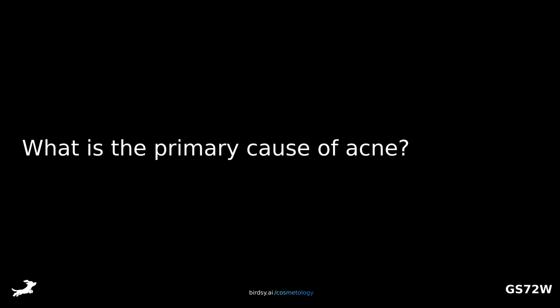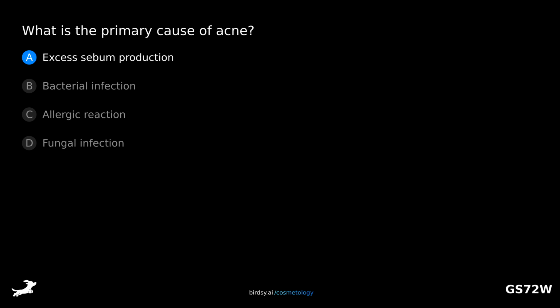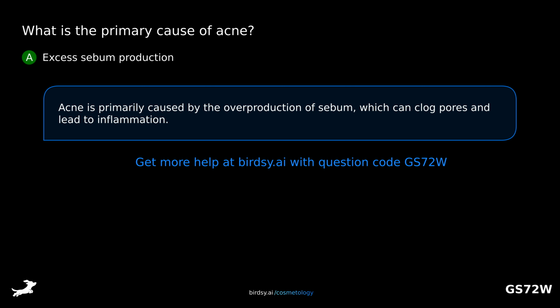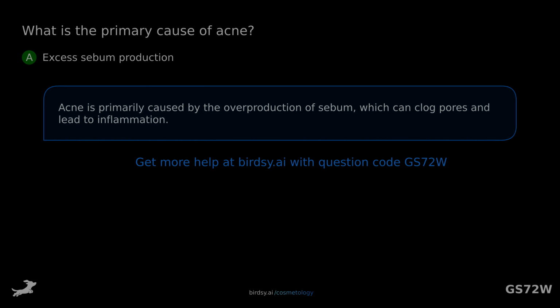What is the primary cause of acne? Is it A, excess sebum production, B, bacterial infection, C, allergic reaction, or D, fungal infection? The answer is A, excess sebum production. Acne is primarily caused by the overproduction of sebum, which can clog pores and lead to inflammation.